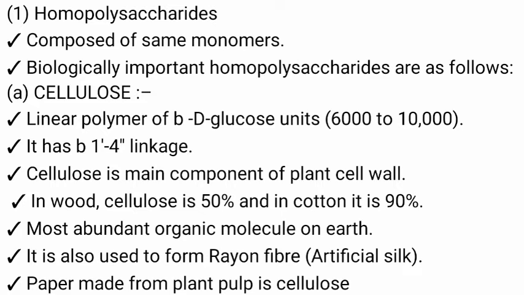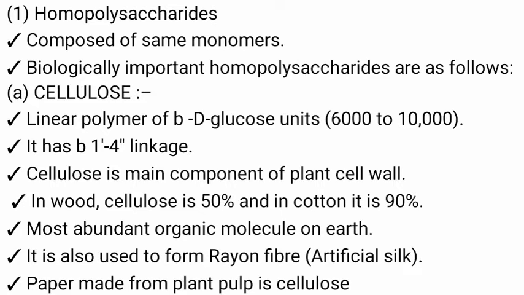Cellulose is a linear polymer of beta-D-glucose units, 6000 to 10,000. It has beta-1,4 linkage. Cellulose is the main component of plant cell wall. In wood, cellulose is 50% and in cotton, cellulose is 90%. The most abundant organic molecule on this earth is cellulose. It is also used to form rayon fiber, artificial silk. Paper is also made from plant pulp, which is cellulose.